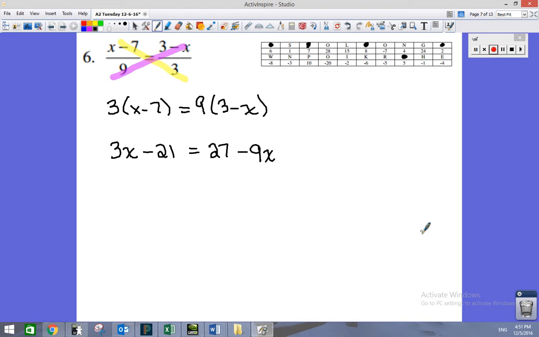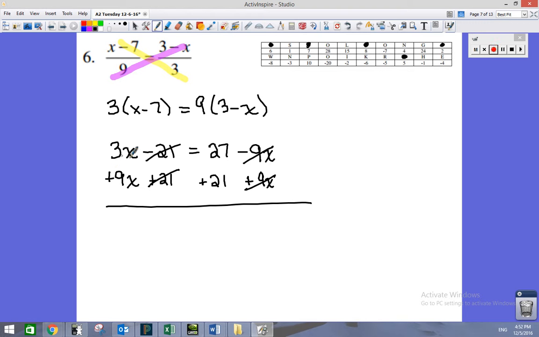Now we have a decision to make. Let's collect our variables on one side of the equation and our numbers on the other. I'm going to leave the 3x right where it is, and I'm going to add 9x to both sides, and that will get me my variables on the left-hand side. So now on the right-hand side, all I have is a number, and that's what this number that's by itself there, I want it to move to the other side. I want to add 21 to the left-hand side, and then add 21 to the right-hand side of this equation. Then this negative 21 and positive 21 cancel.